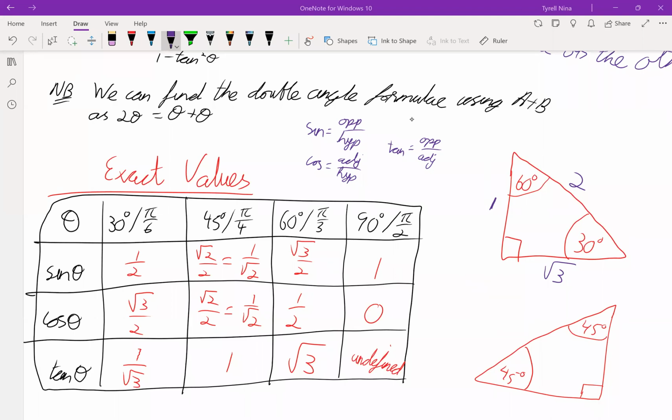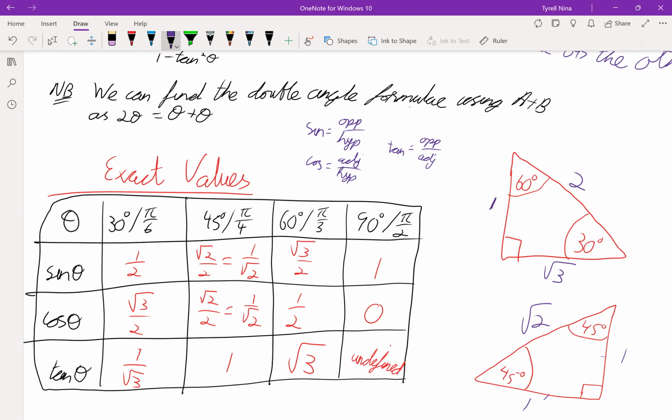Likewise, if this is 45 degrees, this will obviously also be 45 degrees. For an isosceles triangle, these two sides must be the same. So this is 1, 1, root 2. Just learn off those two triangles.